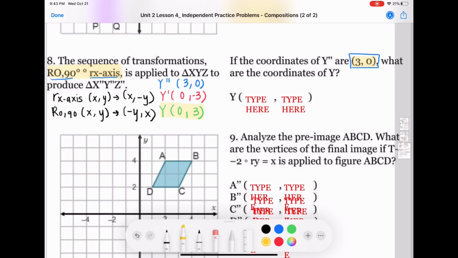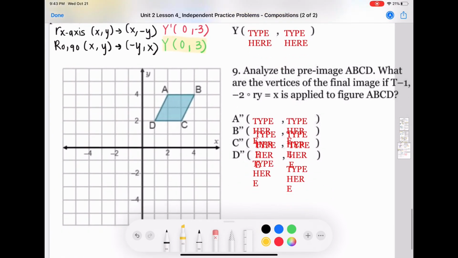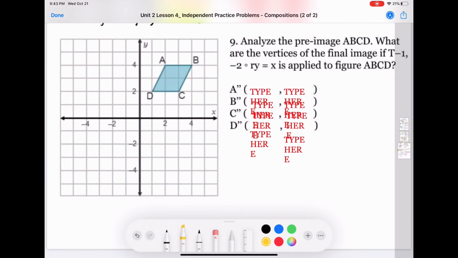Let us look at our next and final problem. This problem says to analyze the pre-image of A, B, C, D. What are the vertices of the final image if we have this composition of transformations applied to that figure A, B, C, D? What we want to do is identify the coordinates of A, B, C, D.